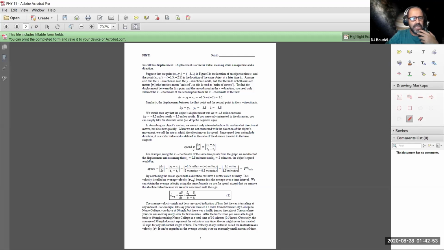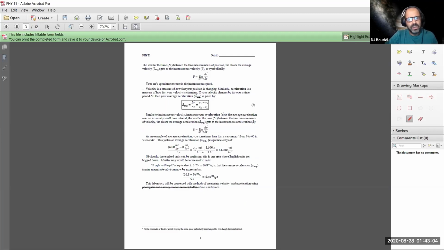That means that you ignore the sign. Whatever ends up being, just ignore the sign. If it's -20, just take the 20. If it's +20, just take the 20 without these signs in it. So that's basically in a nutshell what this thing is.